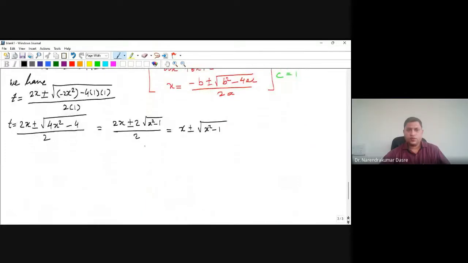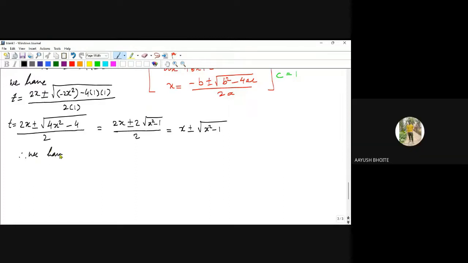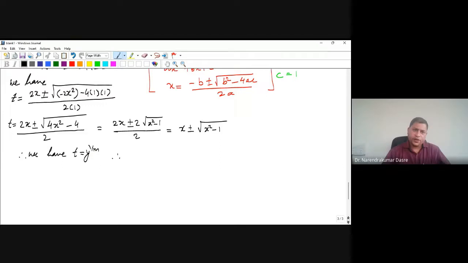So you got up to this one, but what is t? We have y raised to 1 by m. And hence we got y raised to 1 by m is equal to x plus or minus under root of x square minus 1.